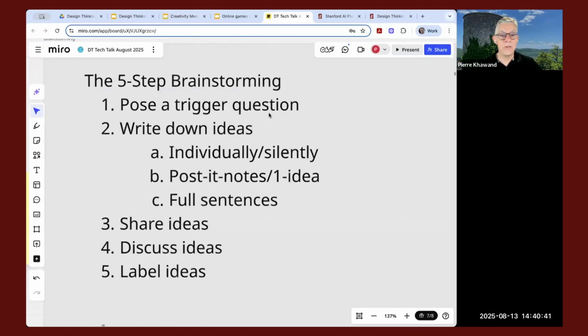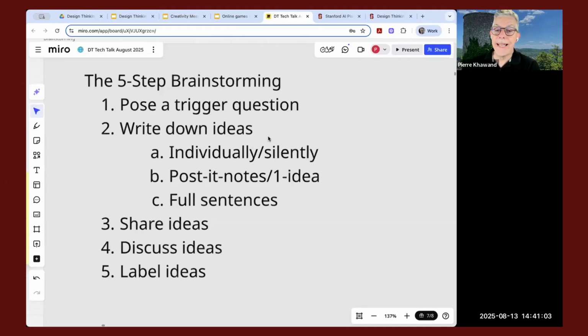Otherwise, the brainstorming goes in all different directions, and at the end, it may not add up to having some convergence into something useful. So that's why the trigger question is so key. And it also makes sure everyone is aligned and everyone knows what we're aiming towards.